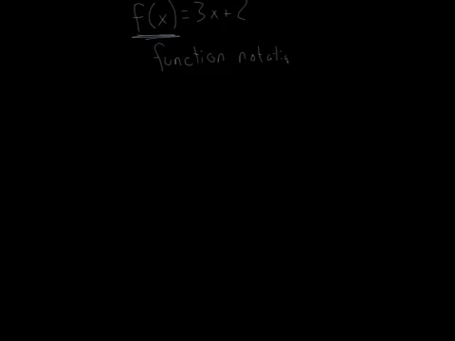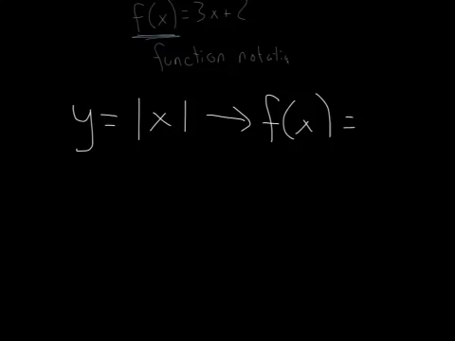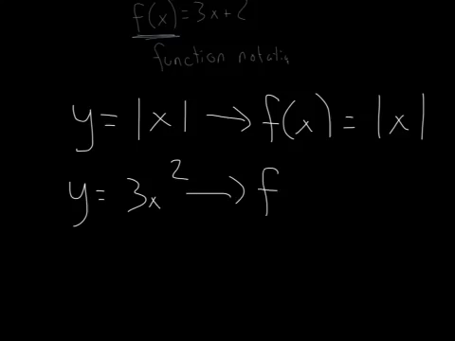Now, it's not all that difficult to change things to function notation. Remember, we're just replacing the y with f of x. So if we had y equals absolute value of x, our function notation would be f of x equals absolute value of x. If we had y equals 3x squared, our function notation would be f of x equals 3x squared. Now when we're graphing these, if we're making a chart, or for whatever reasons, f of x is equivalent to y. We're just writing it in terms of a function rather than xy.